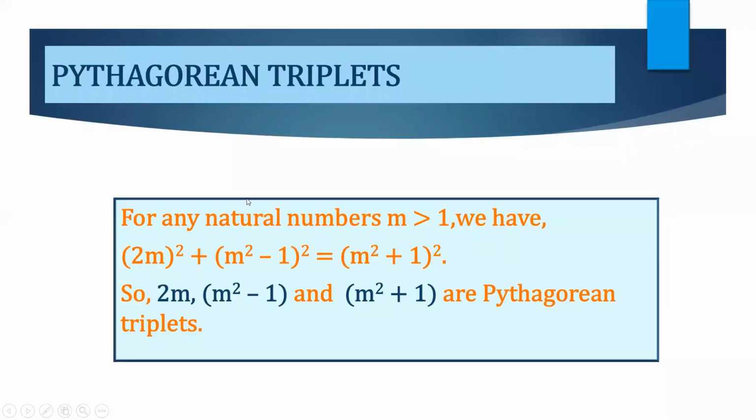So for any natural number m greater than 1, we have (2m) square plus (m square minus 1) whole square is equal to (m square plus 1) whole square. Then 2m, m square minus 1 and m square plus 1 are Pythagorean triplets. So a group of such three numbers is called Pythagorean triplets. Let's see the example for the same.